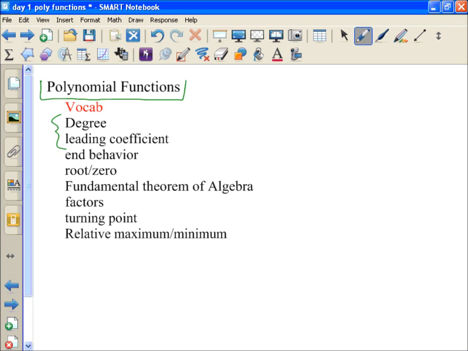Degree and leading coefficient I went over last class, but I will be going over again in the lecture. End behavior will be new. Root, zero we should already have from quadratics. The fundamental theorem of algebra we have talked about, and we should already know factors. Turning point and relative maxima and minimum will be something new today.